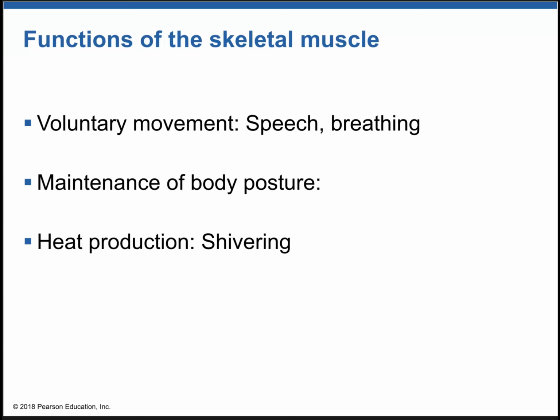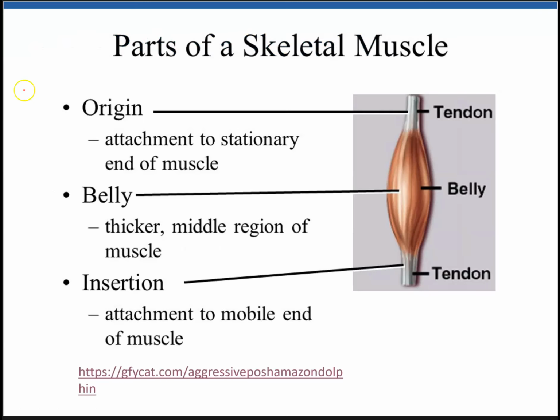Now, if you look at different parts of the muscles, all muscles contain an origin and an insertion. And in between the two, there is a belly. Now, just keep in mind, origin does not always have to be on the top end of the muscle. Origin is simply the attachment of the muscle, which is the stationary end of the muscle. So that is an immovable end of the muscle.